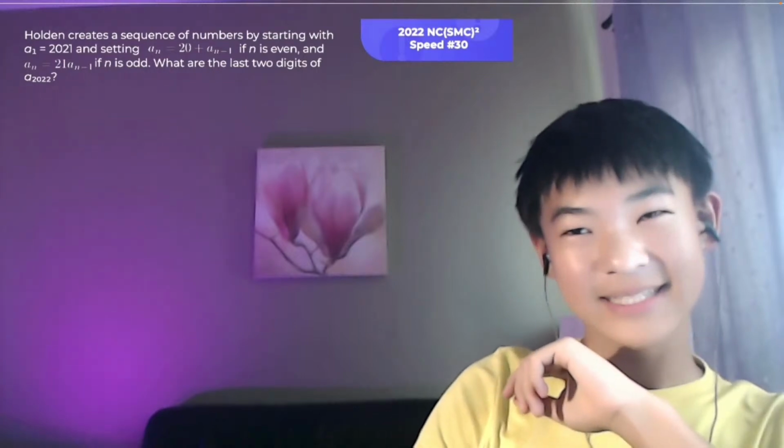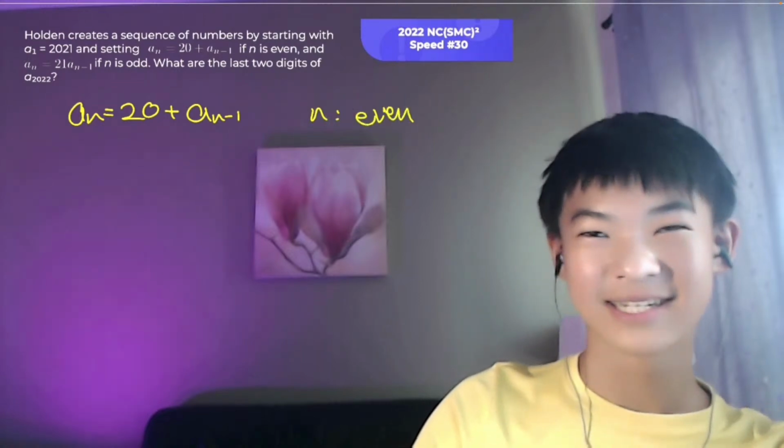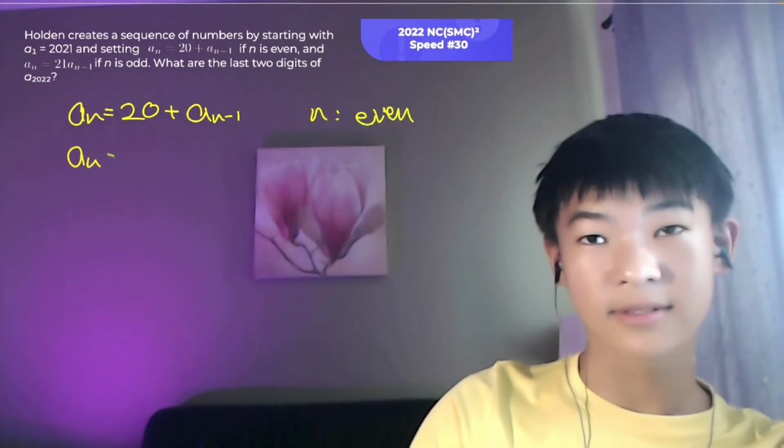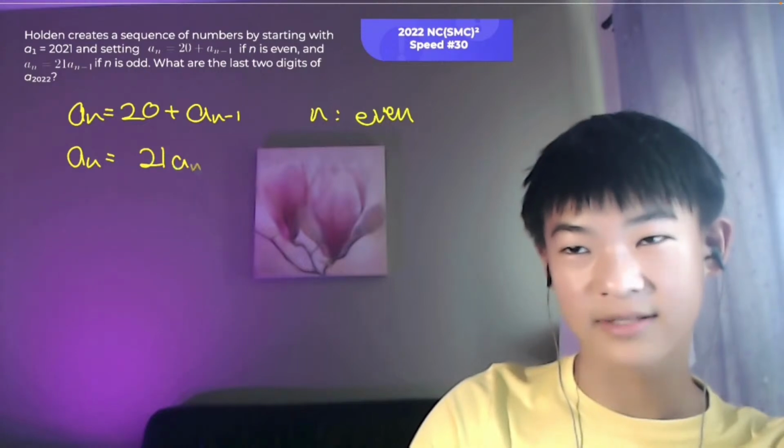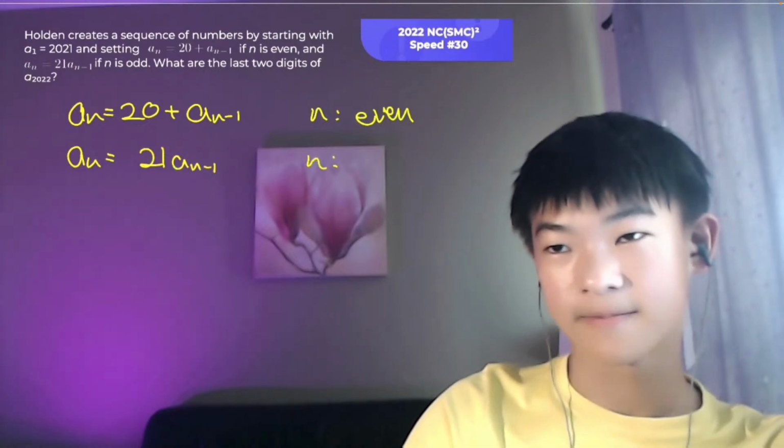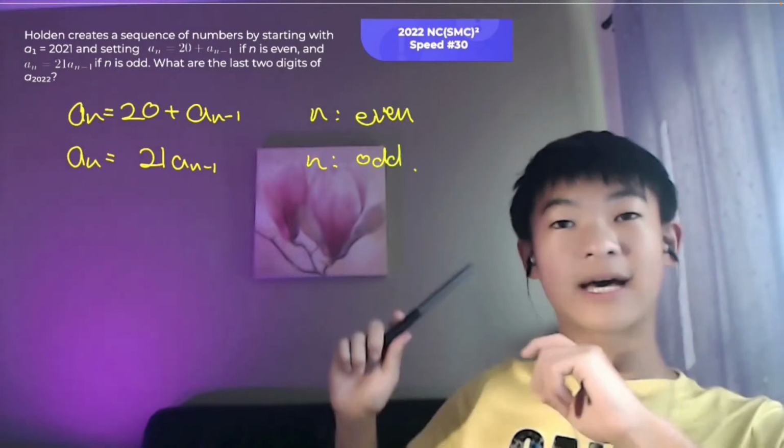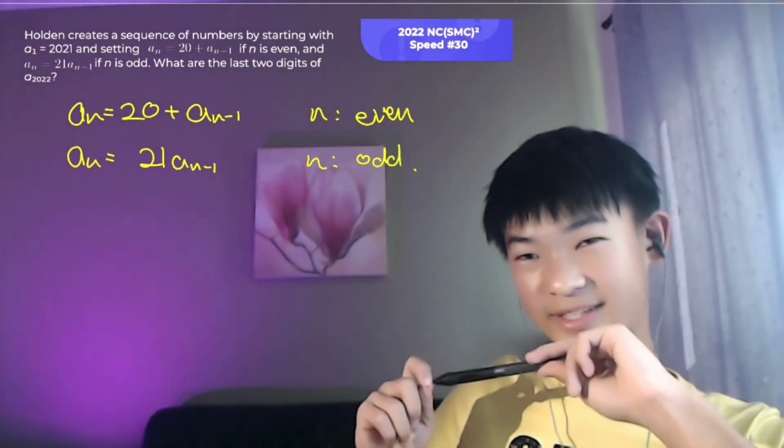Holden creates a sequence of numbers by starting with a of 1 is equal to 2021 and setting a of n is equal to 20 plus a of n minus 1 if n is even, oh, so this is only if n is even. Okay, I see where we're going. And a of n is equal to 21 times a of n minus 1 if n is odd. What are the last 2 digits of a of 2022?